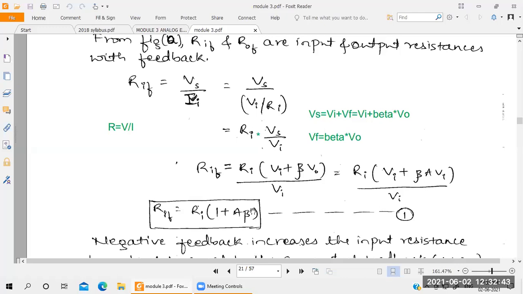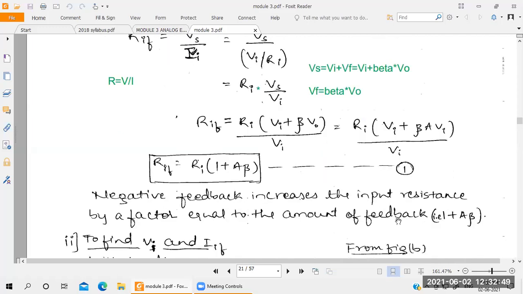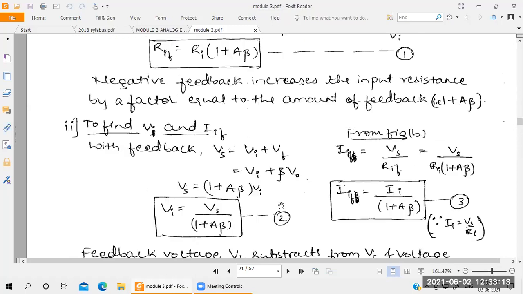What is the Rif equation now? Ri into 1 plus A beta. This is the final equation for the Rif. Understood? So what is the meaning of this equation here? The negative feedback increases the input resistance by the factor of the amount of feedback. From this equation, we can increase the input resistance with the help of negative feedback gain. What is negative feedback gain here? 1 plus A beta amount. Understood?